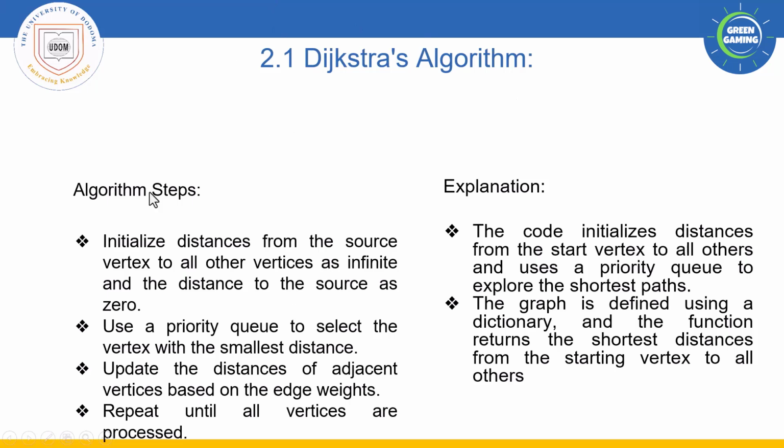So, Dijkstra algorithm. The steps for this algorithm: first, we initialize distances from the source vertex to all other vertices as infinite, and the distance to the source as 0. So we might have different kinds of vertices in our graph, right? We set the first vertex as 0, our starting point, and we set all other vertices as infinite because we do not yet know the weight.